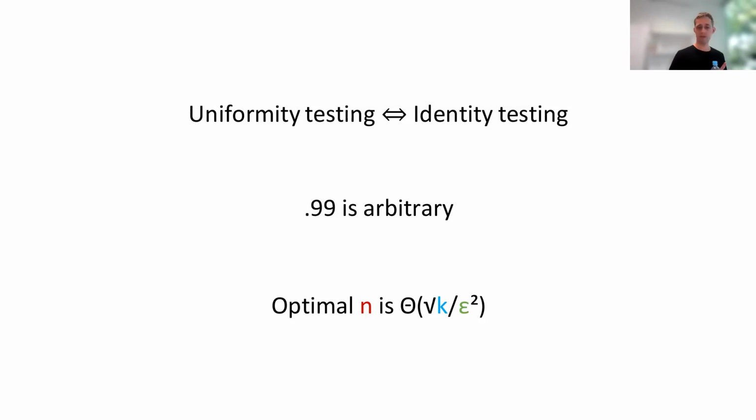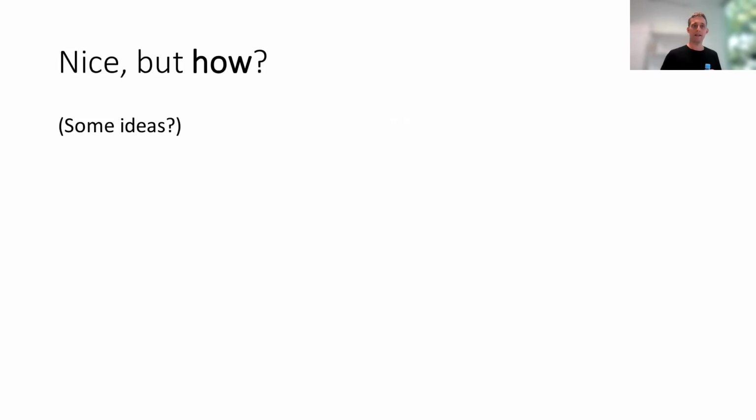Again, if there is any question, please feel free to interrupt at any point. So, any idea about how one could get that square root k over epsilon square?